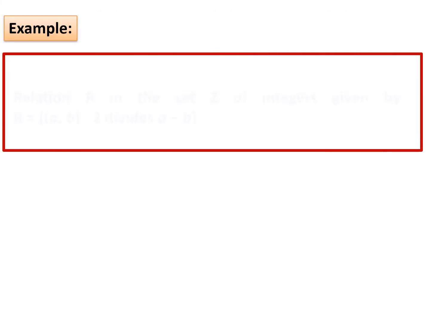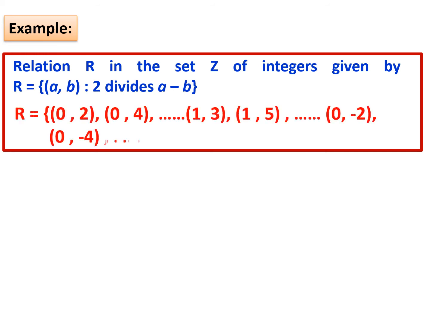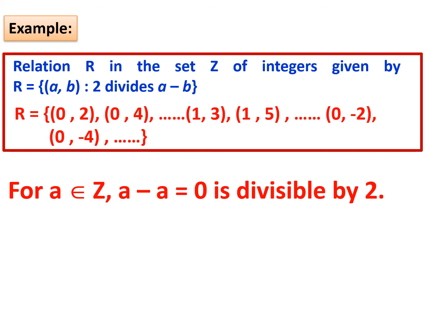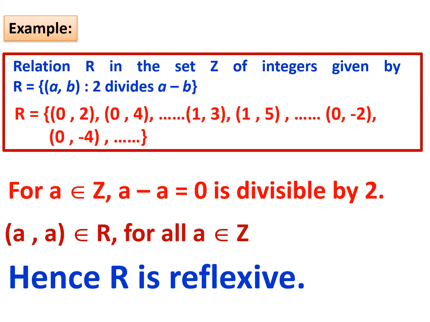Okay, take the next example. A minus B, if 2 divides A minus B. Now these are the elements there. Then we have to check whether an element is related to itself. What do you have to do? Take that A comma B, replace B by A and check whether it is valid. I am replacing, A minus A is 0. It is divisible by 2. Therefore, it satisfies the given condition. For A comma A belongs to R for all A, therefore it is reflexive.